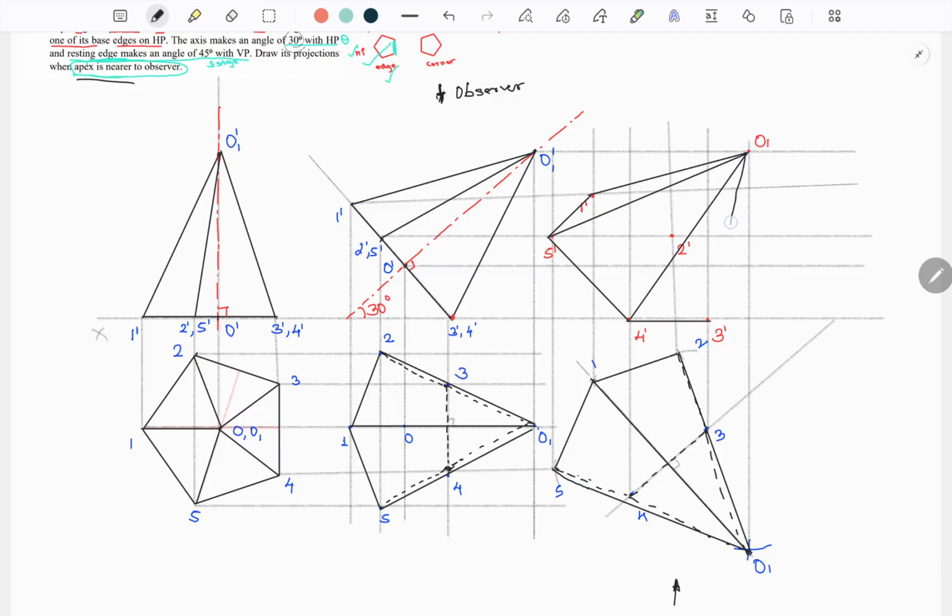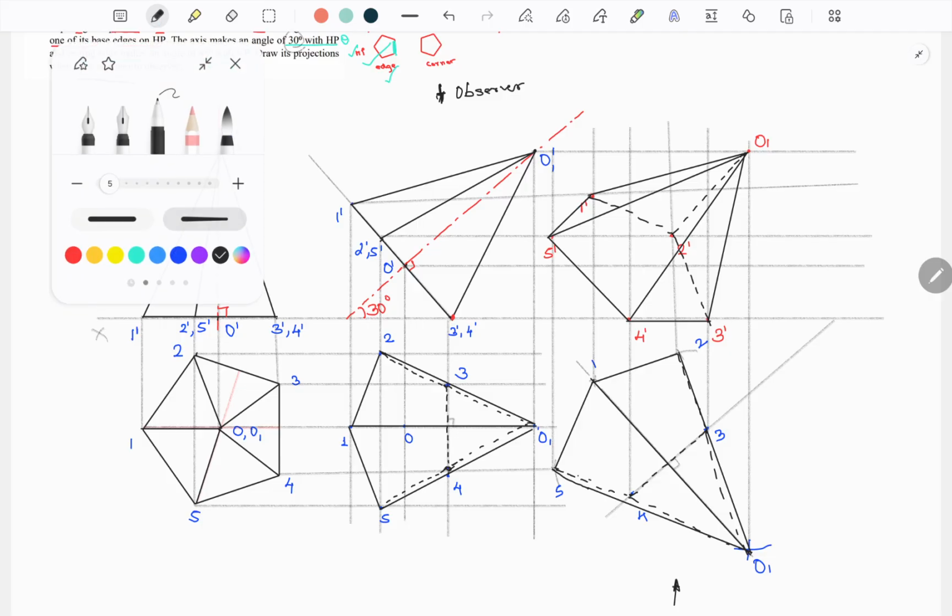Outer edges will again be seen as a dark line, and the remaining 1 to 2 will be drawn as a hidden line, and 2 to 3 will be drawn as a hidden line. Similarly 2 to O will be drawn as a hidden line. So this is stage 3 front view completed.